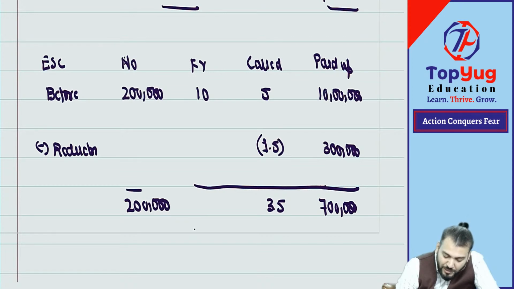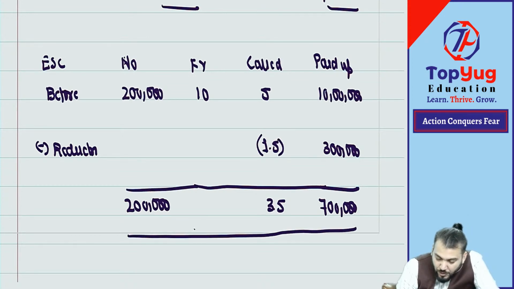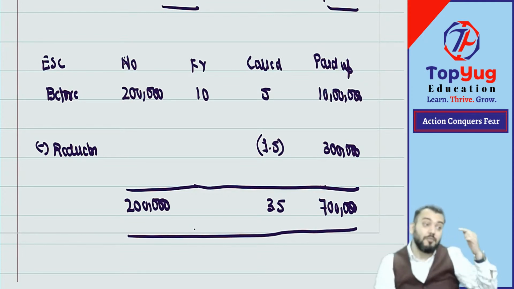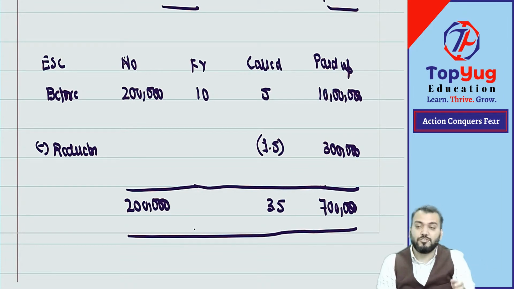Now the question is whether this is reduction with change in face value or without changing face value. In all the questions we have done before this one, whenever equity share capital was reduced, it was reduction with change in face value. But the question is whether it is a change in face value. Can you say we should not change the face value on our own?